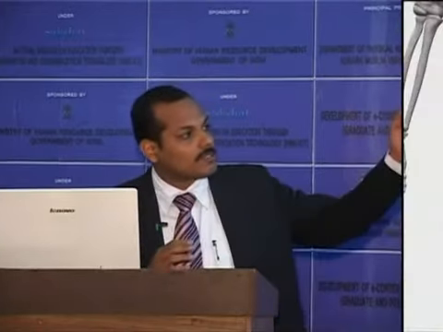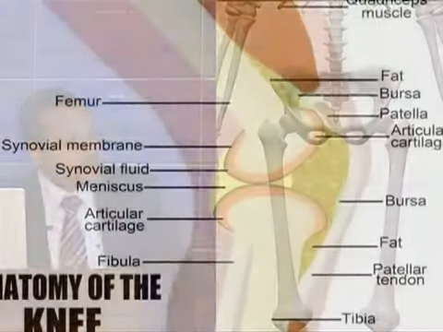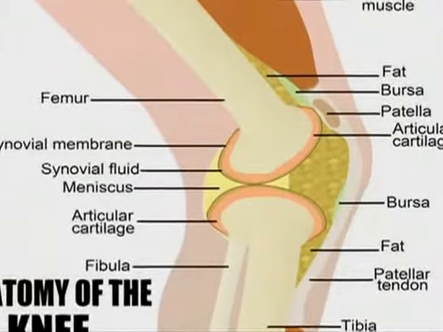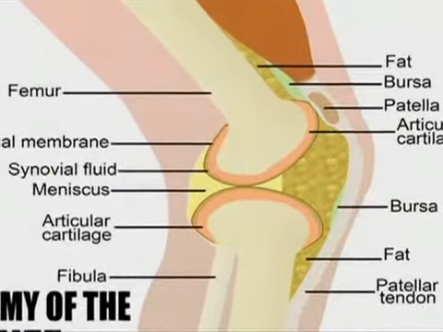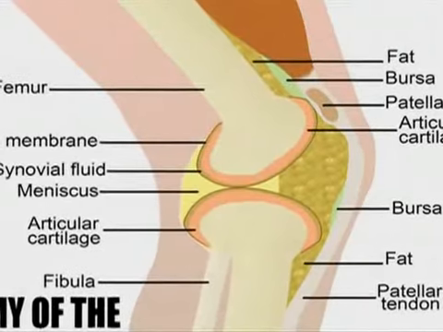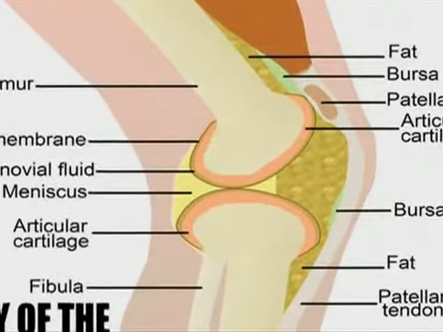Then the next important structure is the IT band. The IT band starts from the hip, passes along the lateral side, and is attached to the proximal end of the tibia. As it is a lateral structure, the main function of the IT band is to support the lateral side; it resists internal rotation of the tibia and maintains the integrity of the lateral side of the knee.